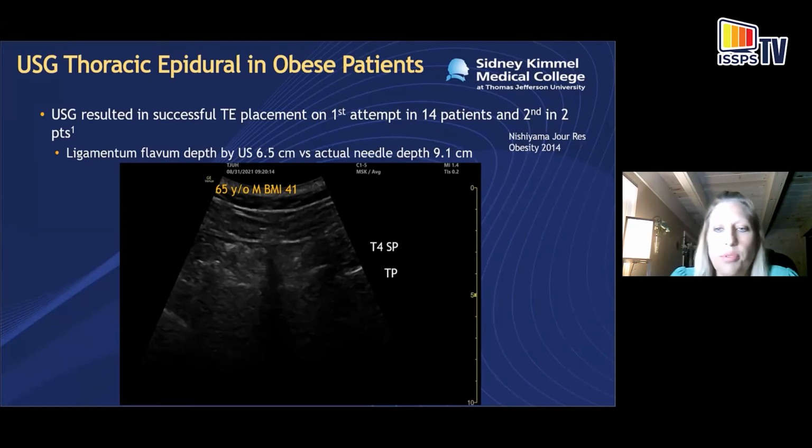But it's not impossible. There was a study of morbidly obese patients with an average BMI of 45, and they found the posterior complex was visualized in all patients via the sagittal view, resulting in the majority receiving first attempt success with thoracic epidural placement. But it's important to note that they did demonstrate a significant difference between actual needle depth and ultrasound measured depth. So again, pay attention to the depth. It's not going to be the same when you're using ultrasound as opposed to needle depth, because of that tissue compression. So here you could see the spinous process and the transverse process.